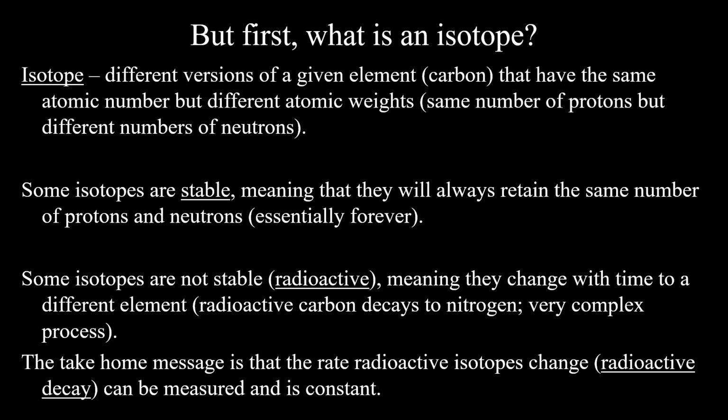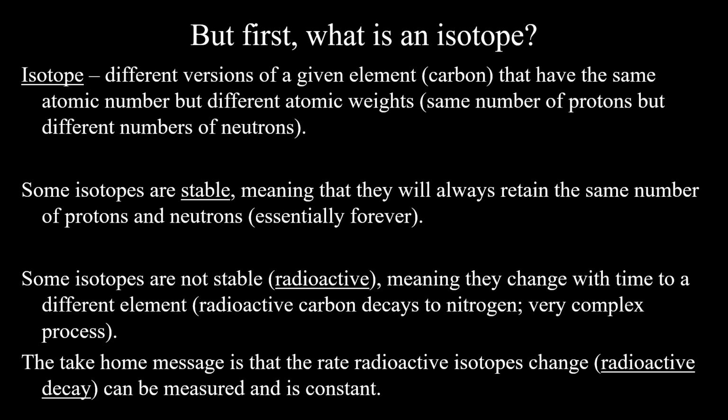So they will have the same atomic number, but they're going to have different atomic weights. That means they have the same number of protons, but a different number of neutrons. Remember, if you change the number of protons, you change the element. Some of these isotopes are stable, meaning they're just pretty happy. But some are not stable, meaning that they're radioactive.